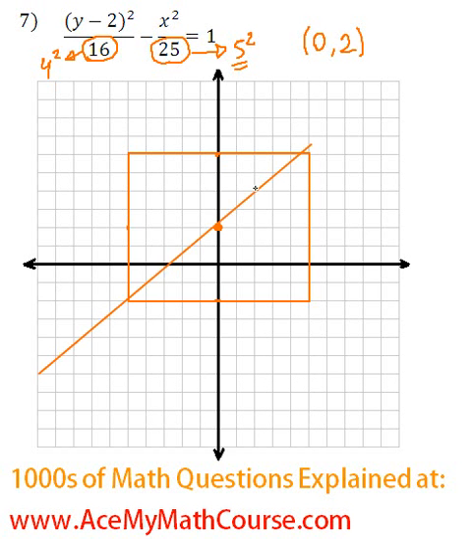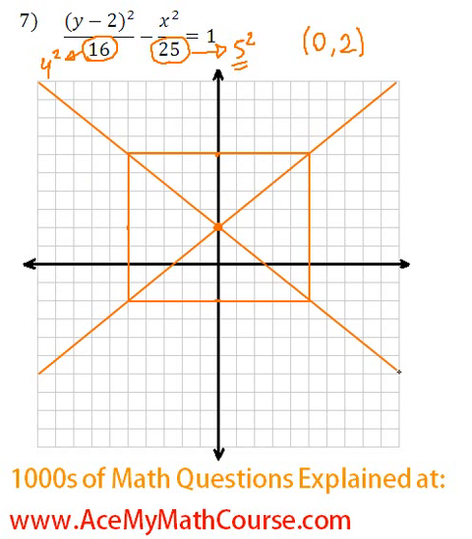I believe it's right here. Yeah, that looks good. Or at least it doesn't look terrible. And same thing over here. So those are our 2 asymptotes.